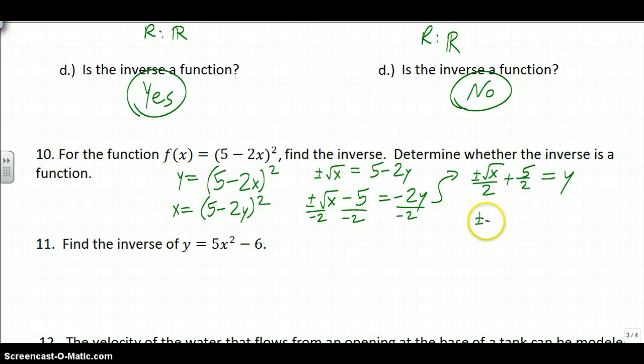You could also write it like this. I'm assuming your test would probably write it like this as well. That's okay also. All right. Is it a function? Nope. Once again, that plus or minus makes it fail the vertical line test. So not a function it is. All right.